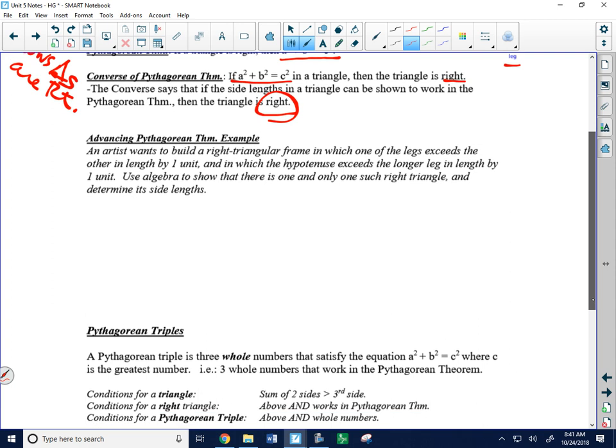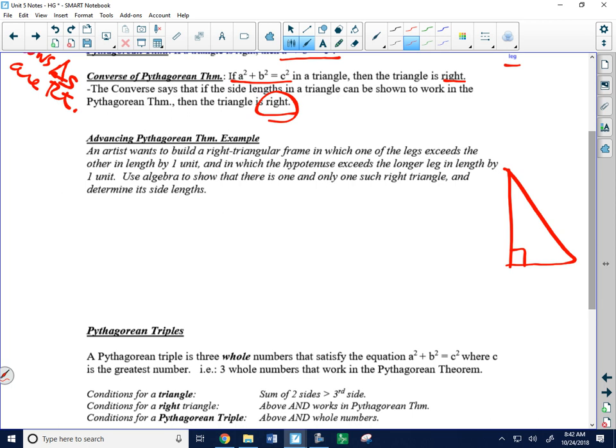So let's do, I called it an advancing Pythagorean theorem example. It's not just, here's 4 and 7 and 5, 4 squared plus 7. It's more than that. It's a word problem. All right, so let's think about it. I'll draw a picture for this one as well. So an artist wants to build a right triangular frame, in which one of the legs exceeds the other by 1 unit, and then the hypotenuse exceeds that longer leg by 1. We'll use algebra to show the sides, and that there's only actually one triangle that works.